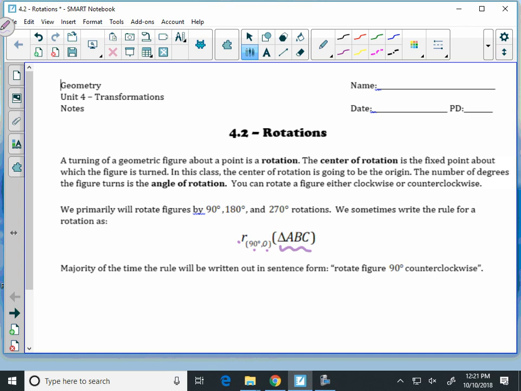Normally, the majority of the time, it's going to be written out in a sentence form. Something like, rotate figure 90 degrees counterclockwise. Okay? It will tell you the direction and the angle by which you're rotating. Okay? We're always rotating about the origin, so you might not necessarily always be told to rotate this about the origin. Okay? Questions over that?